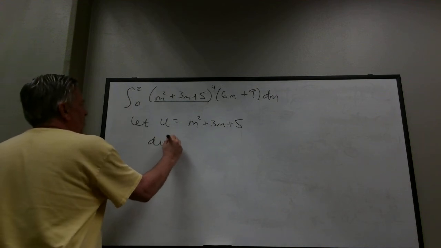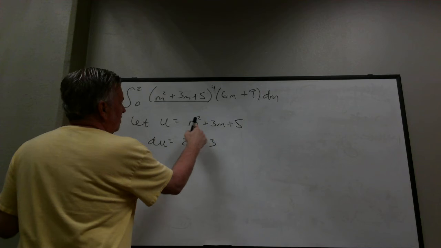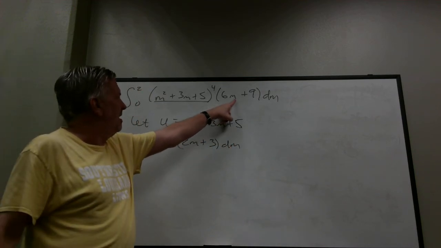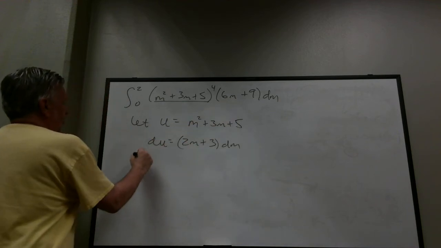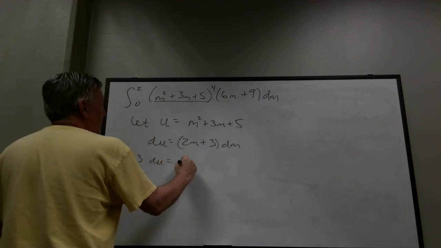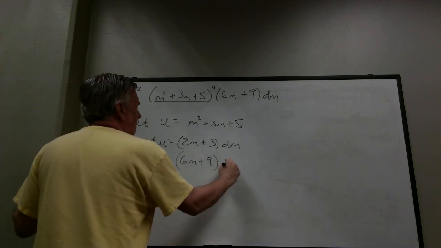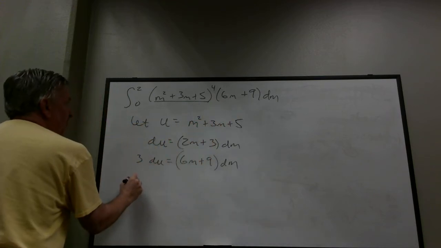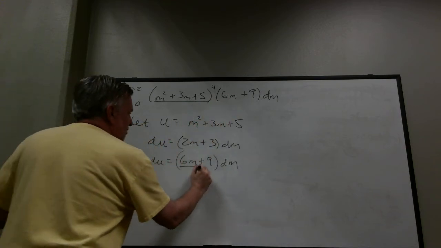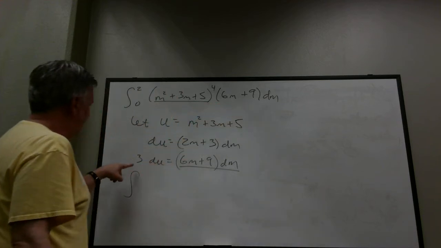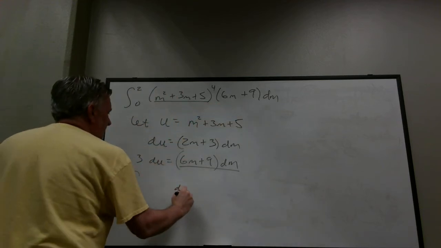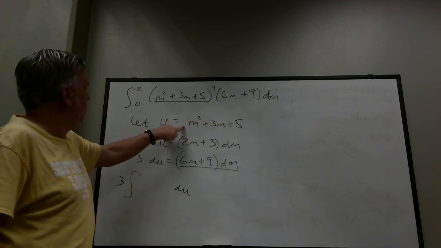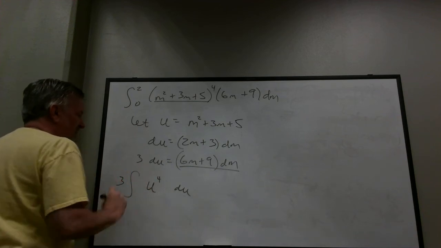So let's take du, that's 2m plus 3, dm. Now, that doesn't match what I have in the problem, but we're off by a multiple of 3, so I'm going to multiply both sides of this equation by 3. So now this matches. Let's do my substitution. If I substitute for that first, that becomes 3 du. And I've already substituted for that. This is all that's left, and that's u to the 4th.